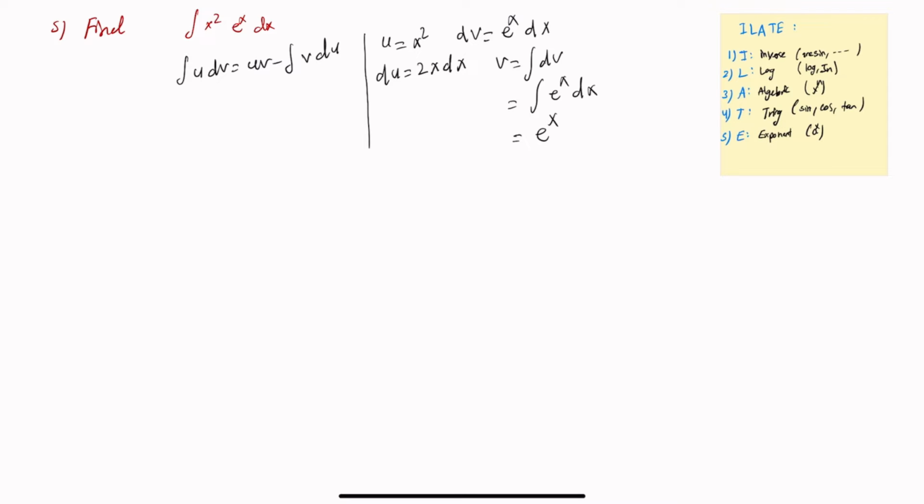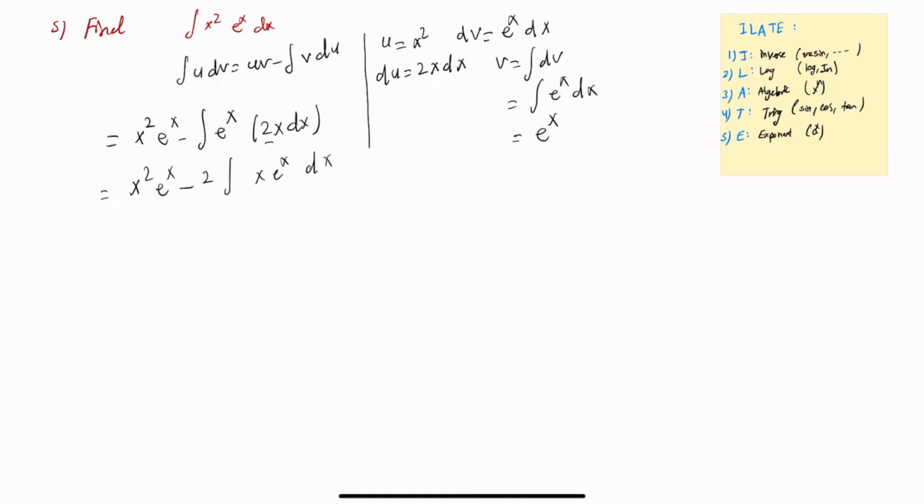Now we are ready to use the integration by parts. This is going to be equal to u, which is x squared, and then v, which is e to the x, and then minus the integral of v, which is e to the x, and then du here, it is 2x dx. So we're going to have x squared and then e to the x, and then minus, I'm going to pull that out of the integral, so we're going to have 2, and then the integral of x e to the x dx.